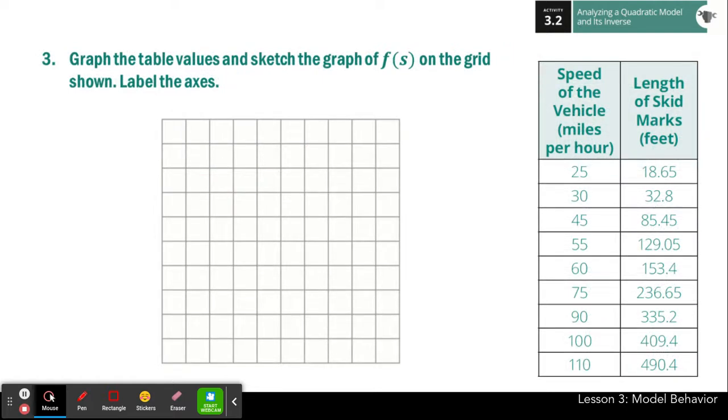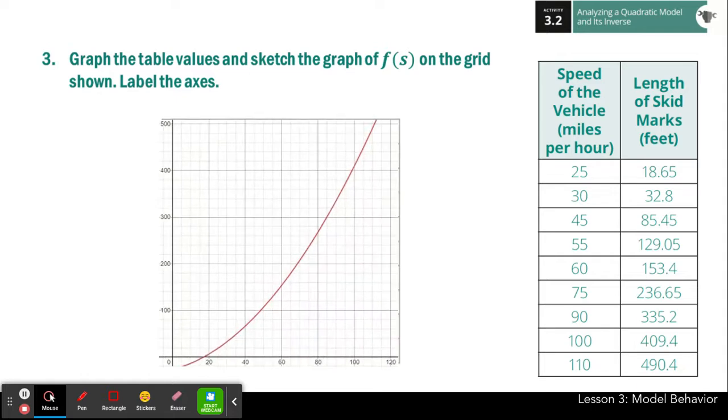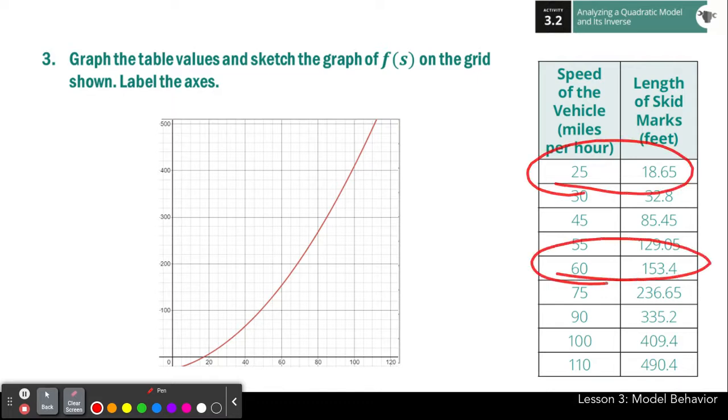Question 3 says, graph the table values and sketch the graph of f of s on the grid shown. Label the axes. You could plot all of these as accurately as you can, or you can just copy what I have. So here's what the graph would look like. Try to be as accurate as possible. What I might do is graph the first one, maybe a middle number, and one of the last ones, and then connect my points. So pause here, put that into your workbook.